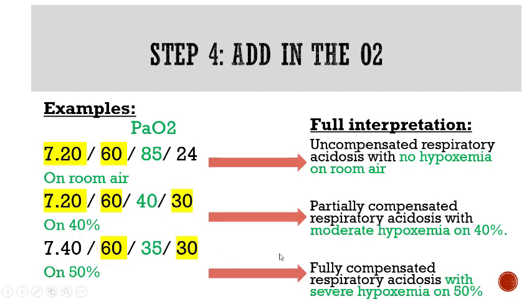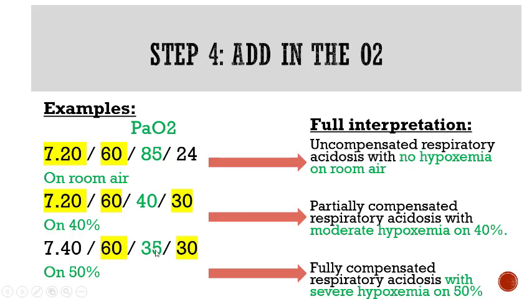This one is going to be your fully compensated. Again, you would never have 7.40. That was an oversight on my part, so let's imagine that it's 7.39. But it's fully compensated because here you have this high acid that's been causing the problem. Your kidneys have retained or produced enough bicarb that they have fully compensated for this high acid. They've created enough base to neutralize this acid, to normalize this pH. So it's a fully compensated respiratory acidosis because this is the problem.